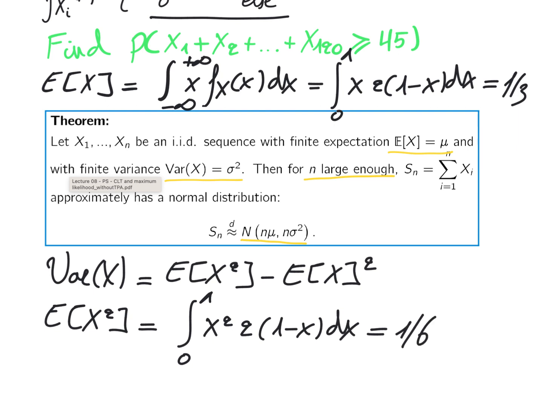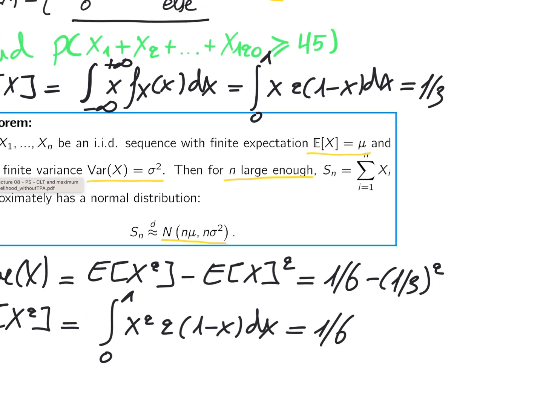Okay, so this means that we can find the variance. The expectation of x squared is apparently 1 over 6, and the expectation of x we already computed, that was 1 over 3. So what do we find for the variance? 1 over 6 minus (1 over 3) squared, and that's equal to 1 over 18.